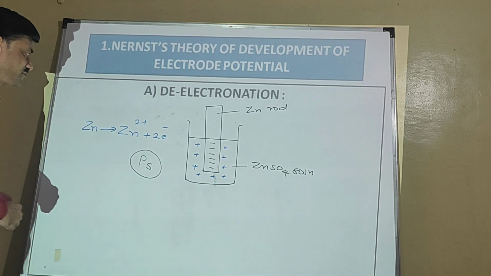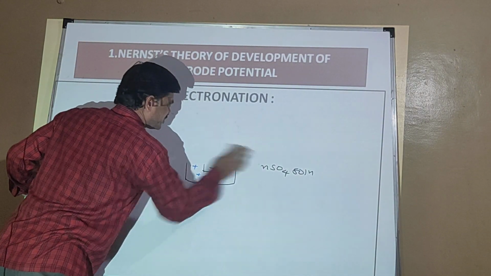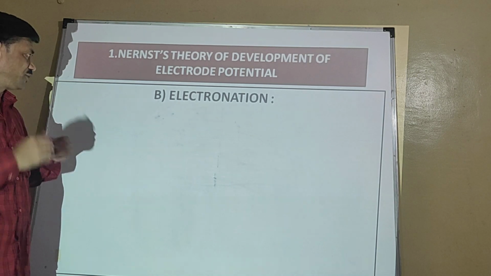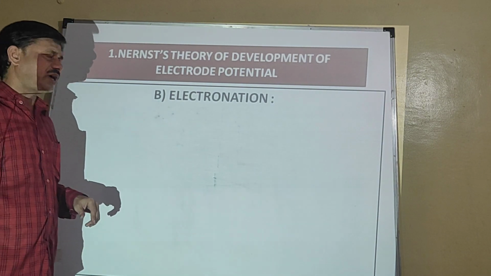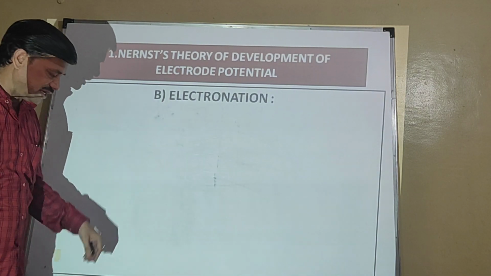Check next one. What is second condition? Electronation. So this is reverse of de-electronation. Can you tell me? Phenomenon or the process of addition of electron or gain of electron is called as electronation.